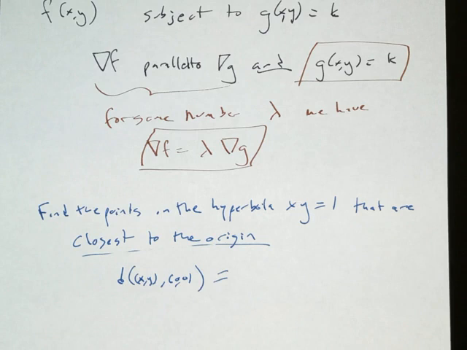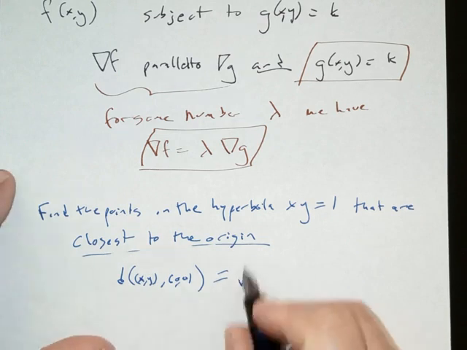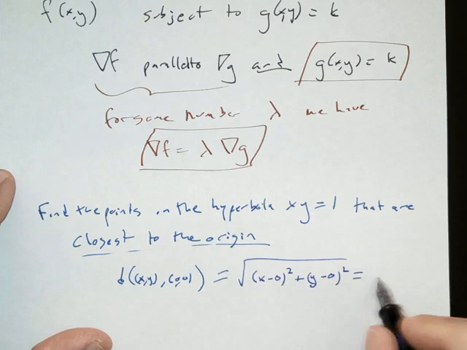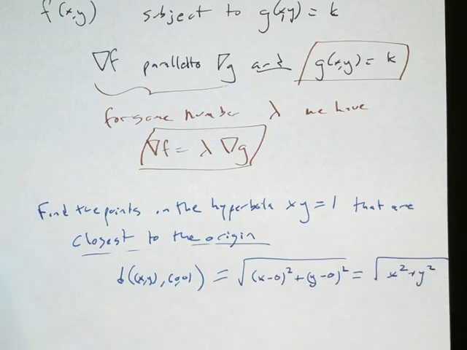Chapter 12, section 1. It was a long time ago. That's the square root of (0 minus x) squared plus (0 minus y) squared. Yes. And because I'm subtracting 0, I just get x squared plus y squared under there.